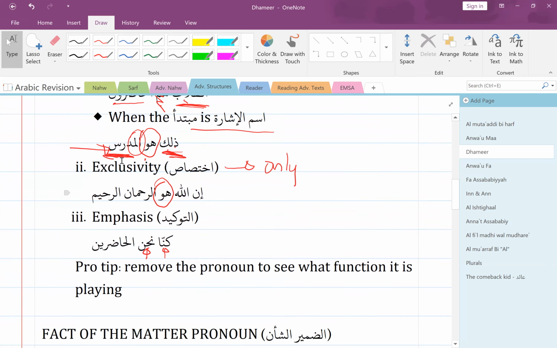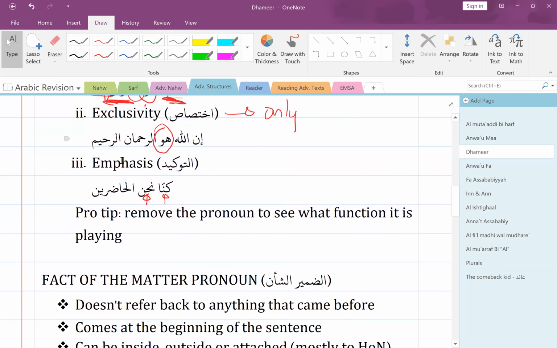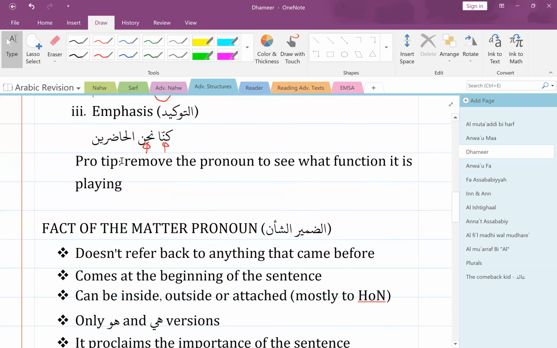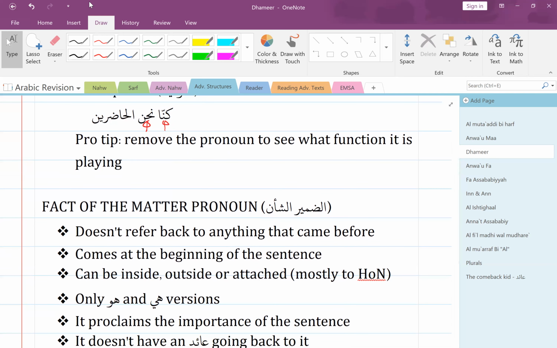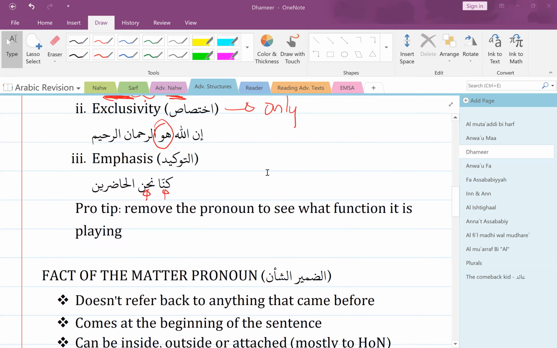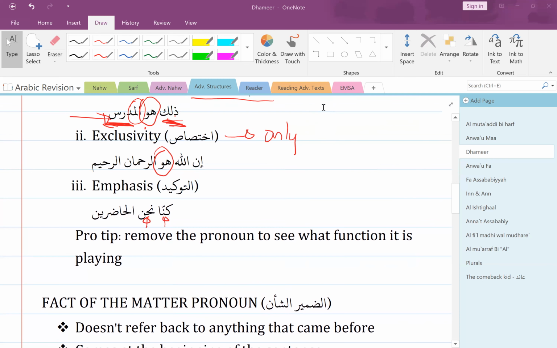Any questions on that? So it's a pretty basic, simple topic. But if you guys have any questions, again, feel free. Yes, Fauzia, you've raised your hand. This last example, كنا نحن الحاضرين.